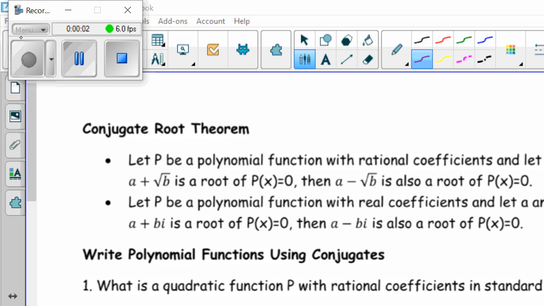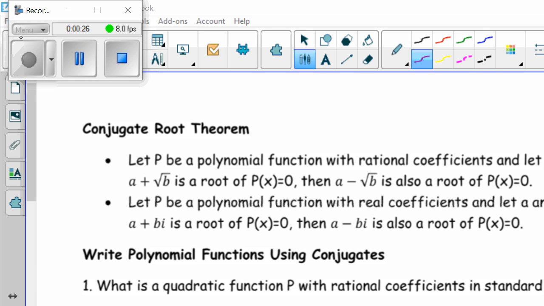Right, today in Algebra 2, we're going to finish up section 3.6. We're going to look at the conjugate root theorem. Okay? So the conjugate root theorem tells me, let P be a polynomial function with rational coefficients, let A and B be real numbers. If A plus the square root of B is a root of the polynomial, then the conjugate, A minus the square root of B, is also a root of the polynomial.